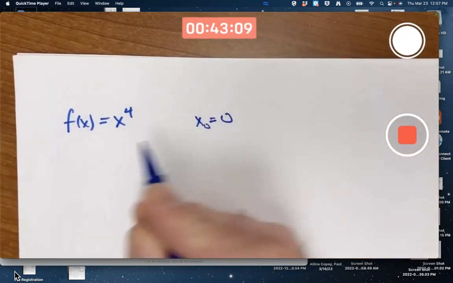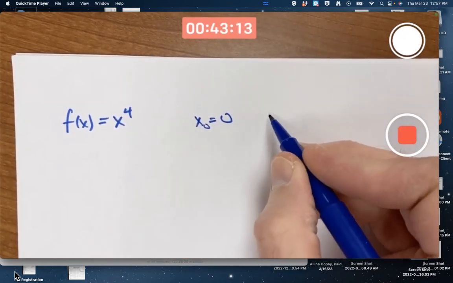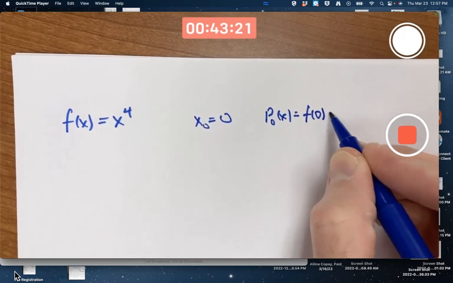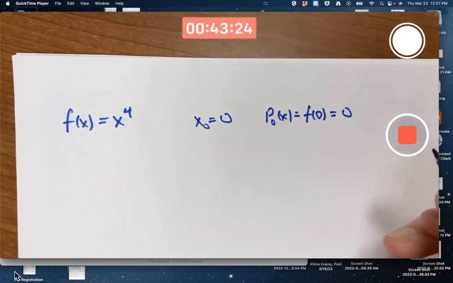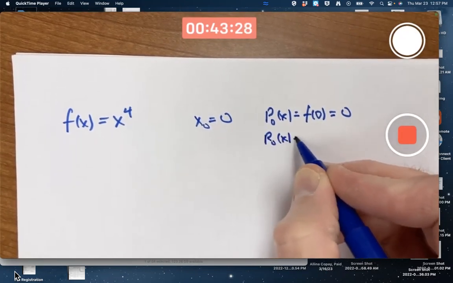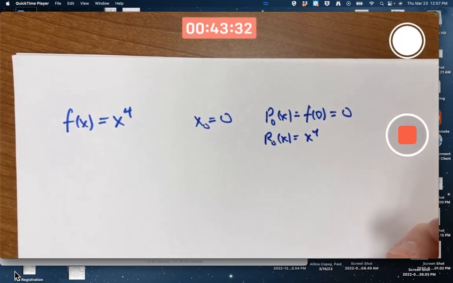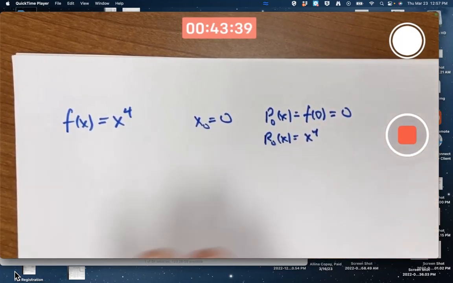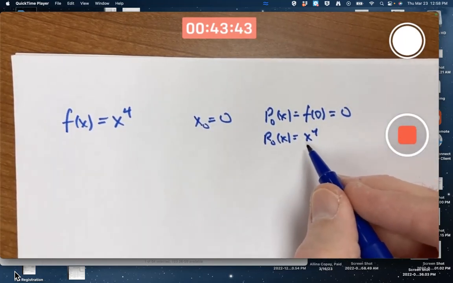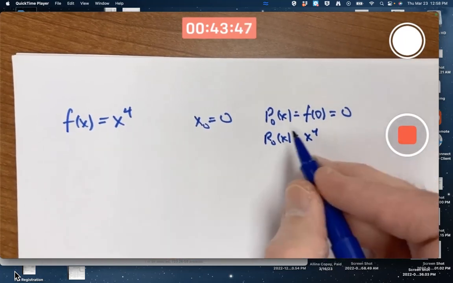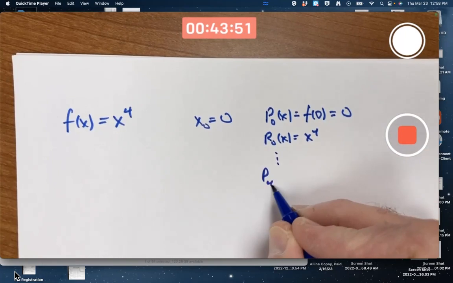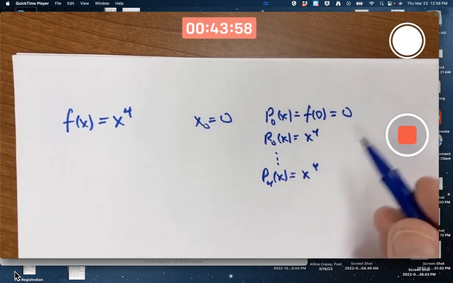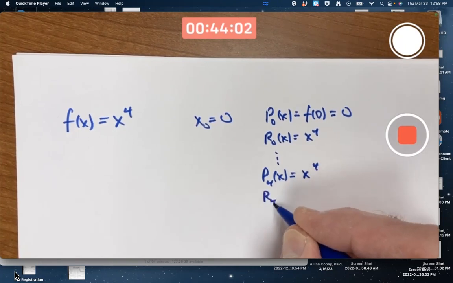If x0 is 0 for this particular function, well, then p0 of x is f of 0, which is 0. It's the 0 function. And r0 of x would be actually x to the fourth itself. I know that's weird to think about. Essentially, the polynomial is not doing a very good job of approximating the function when n is small. Ultimately, if you kept going, p4 of x would be x to the fourth itself. P1 of x, P2 of x, P3 of x, they'd all be the zero function with the same remainder. P4 of x would approximate it perfectly, and R4 of x would be zero.